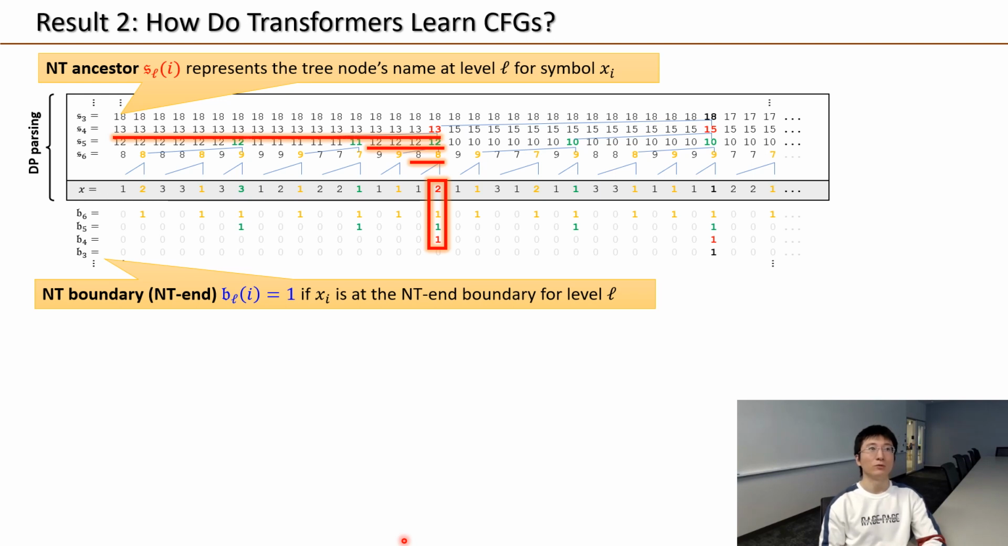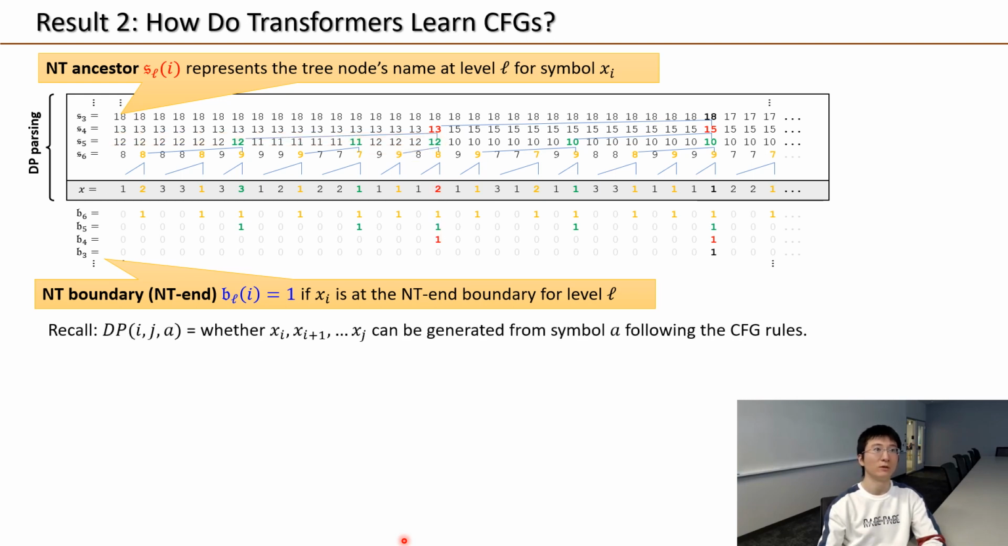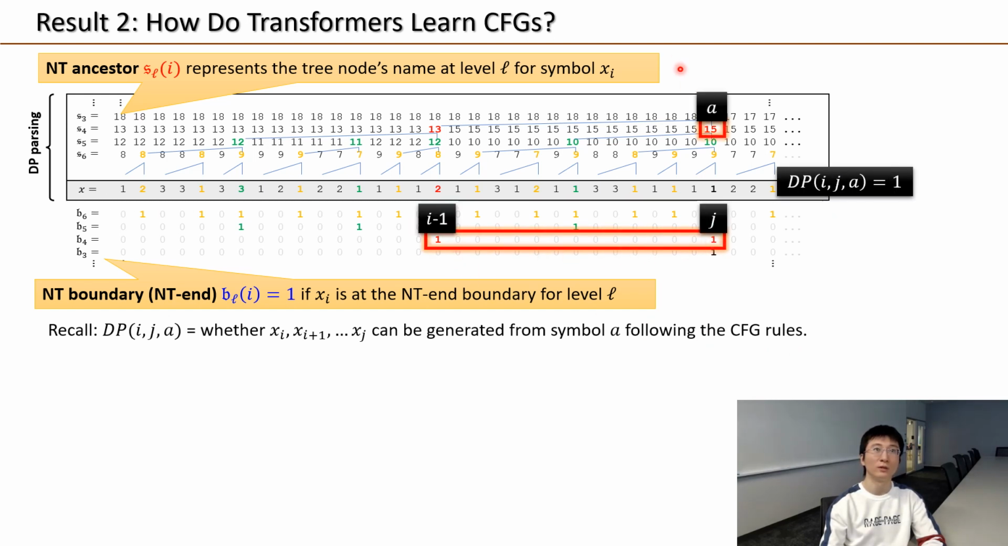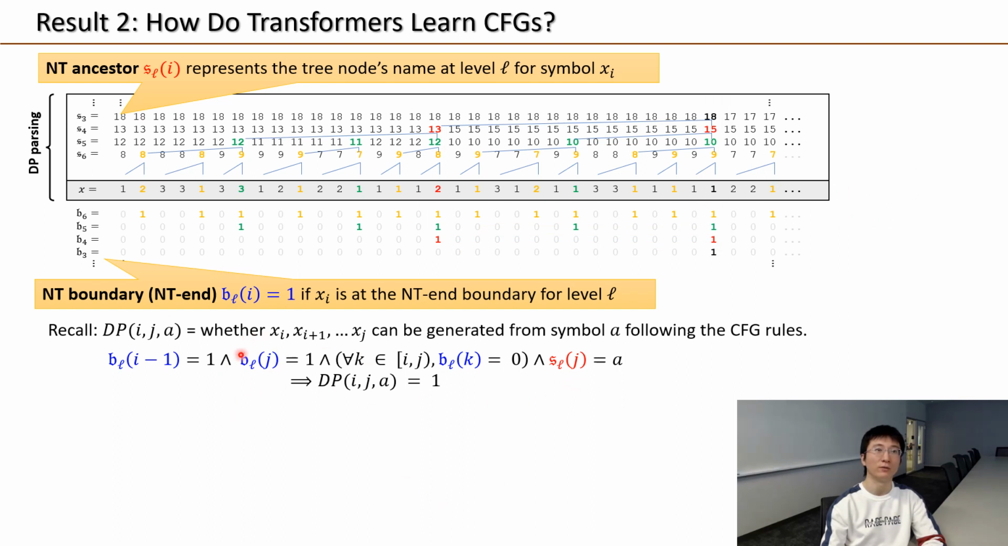Think about it. Suppose you write a dynamic programming to do the parsing yourself, right? There are many ways you can do that, but here is at least one way. You can define dp(i, j, a) to be whether or not the sequence from i to j can be generated from a symbol a following the CFG rules. You can define it this way. And whenever you see, for instance, 1, 0, 0, 0, 1, and for instance, 15 sitting on the top, then that means dp(i, j, a) equals 1 for this segment from i to j. So this is actually a sufficient condition for dp(i, j, a) equal to 1. You can also write this as a formula, right?